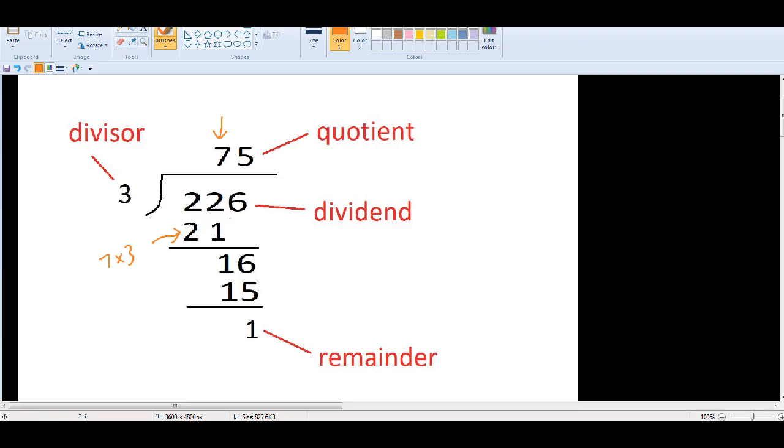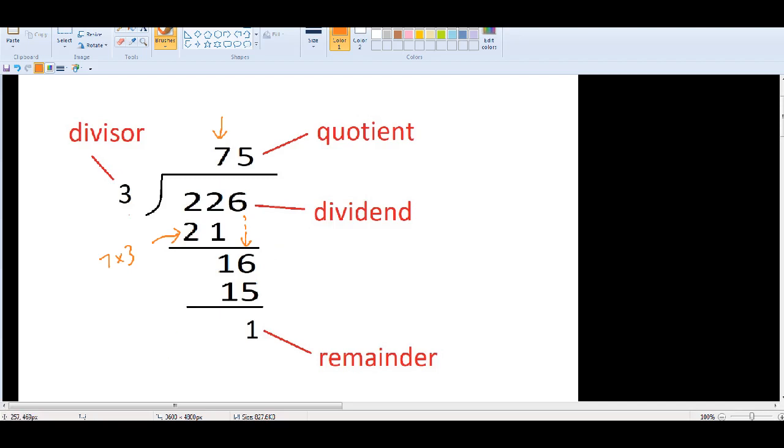After that, you've got 22 and 21, and of course we need to do the take away. So 22 take away 21 equals 1. Then you bring the 6 down from the dividend to the new line, and that becomes 16. You keep doing that until you get a remainder which is less than the divisor, and then you're finished.